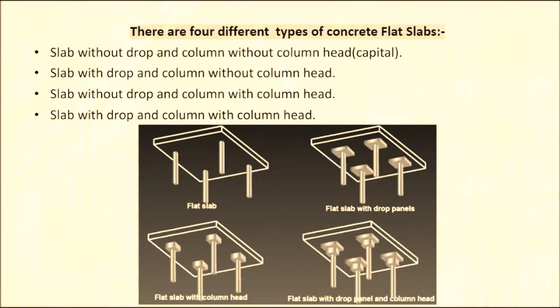There are four different types of concrete flat slabs. Slab without drop and column without column head or capital. Slab with drop and column without column head. Slab without drop and column with column head. Slab with drop and column with column head.